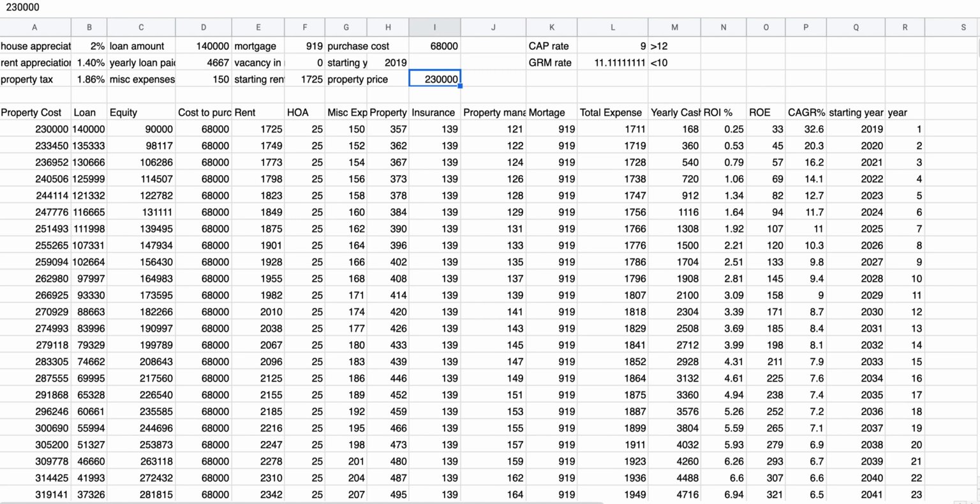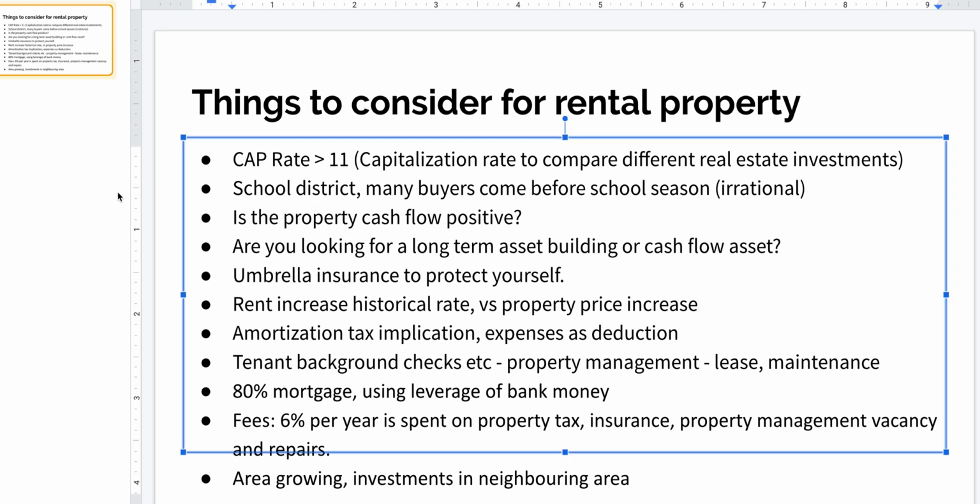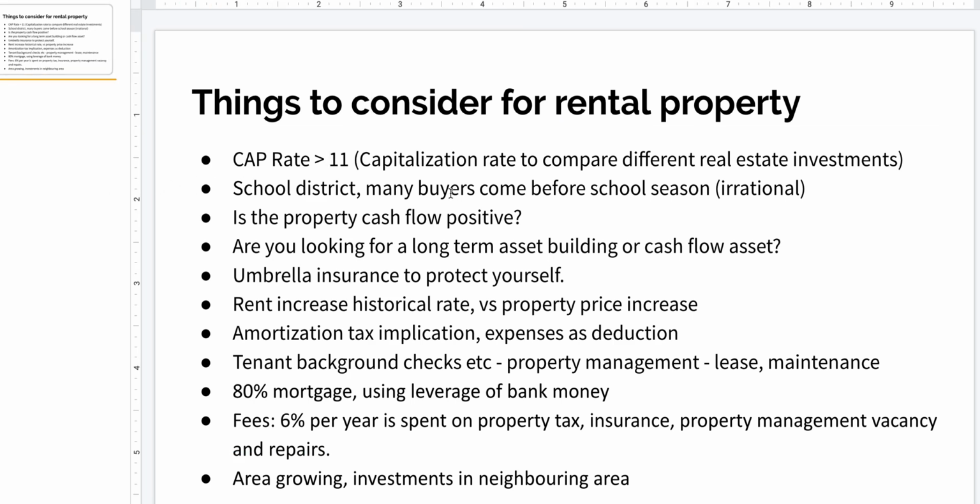Other key things that are important to consider is, as I said, the cap rate is important. Look at the school district. Is the community in a good place? If not, it's a problem. Many people will not come in, at least to rent, if it's not in a good school district. Is the property cash flow positive? We looked into it. You have to know very clearly, are you buying it for long-term cash flow, short-term cash flow, and long-term asset building, or is it just long-term asset building? And based on that, you can put in the money.